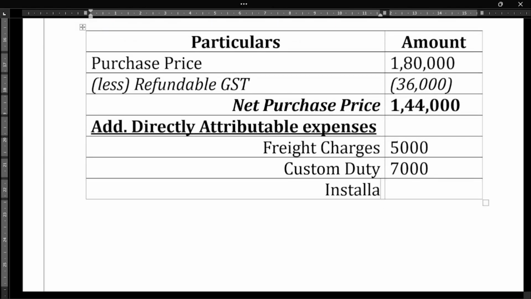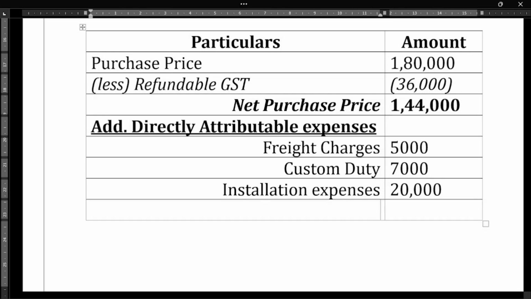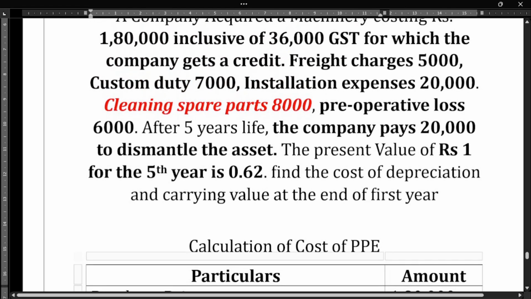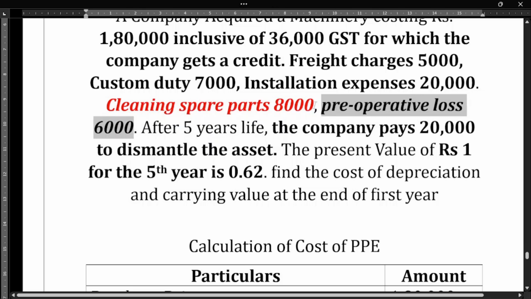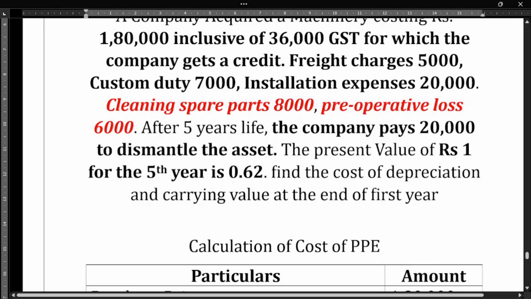Installation expenses 20,000. Next we are having cleaning spare parts, which we are not considering. We are not considering pre-operative loss. Pre-operative loss is the loss that occurs after the machine starts running, so that also we should not consider. Pre-operative losses also should be ignored.